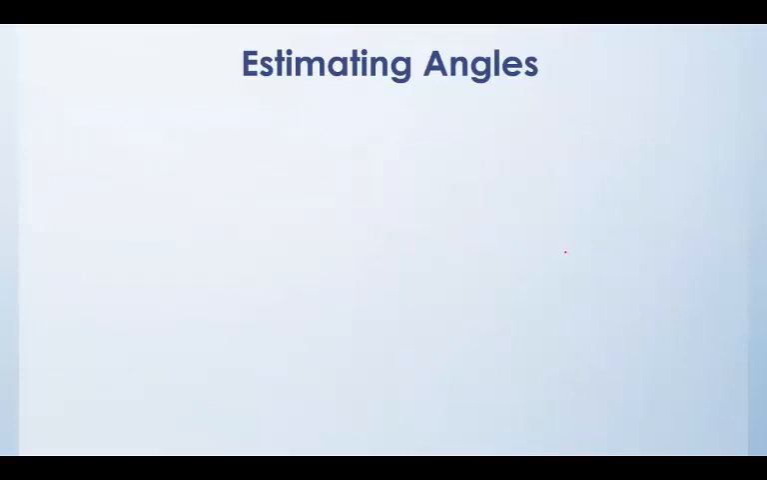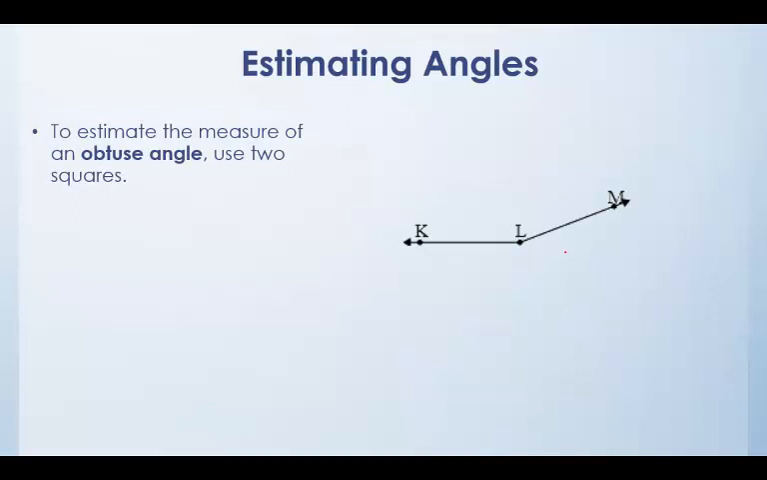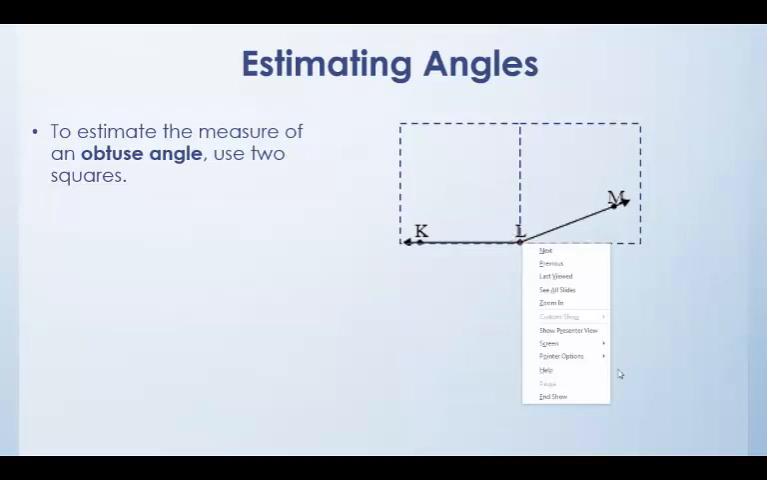First, at this one here, I have an obtuse angle. I'm not going to talk about acute angles because we just did that with the squares on the last page. Here's our obtuse angle. In order to estimate this using benchmark angles, I'm going to draw two squares right on top of it. And notice that my squares meet at the vertex of my angle. Right there.